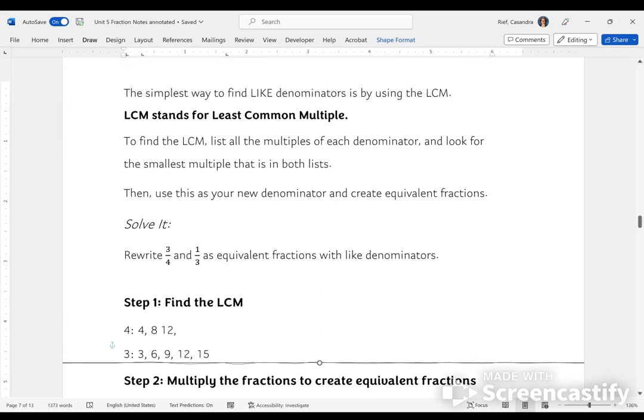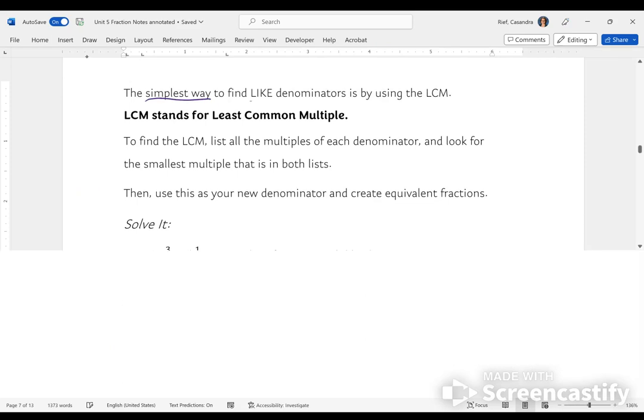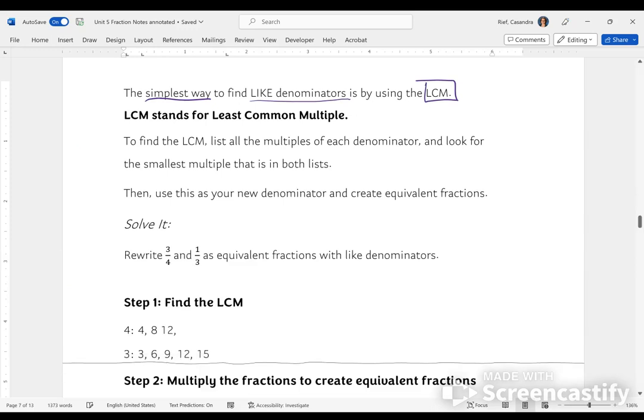The simplest way to find like denominators is by using the LCM. LCM, you'll hear that term a lot. We use this abbreviation because it stands for least common multiple. And that's just a long thing to say, and it's faster to say LCM. But we really need to know what we mean when we say LCM.